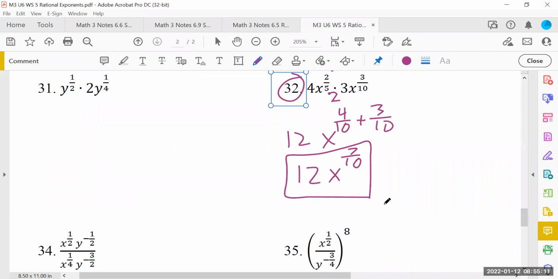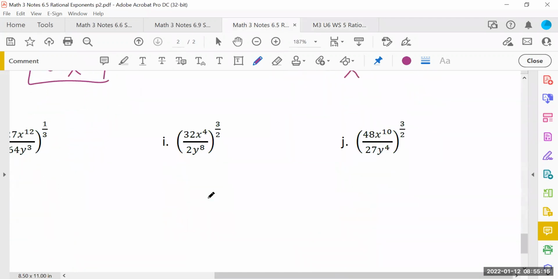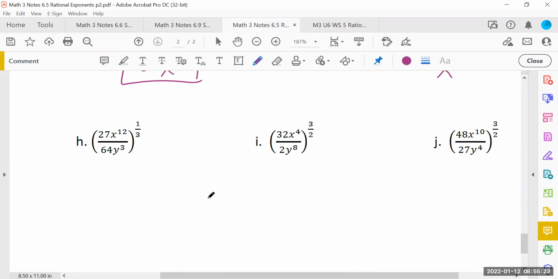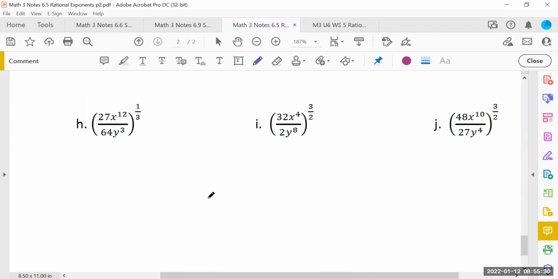All right, and the last little piece of this lesson are these guys where we kind of put it all together. We've got division, we've got multiplication, we've got exponents, all together in one problem. Nothing new, just can we do it all at once? I think you can do it. So look at letter H. Now, I'm going to give you, again, like I've been doing, a couple ways to do these.